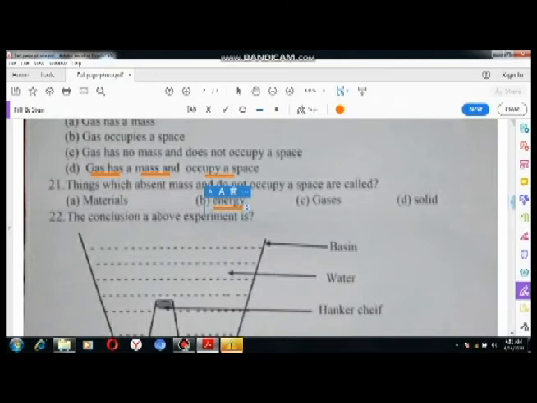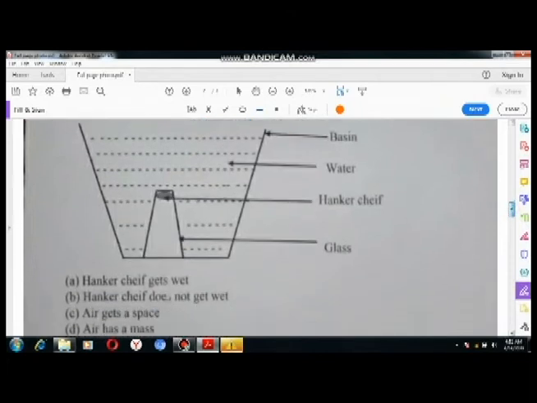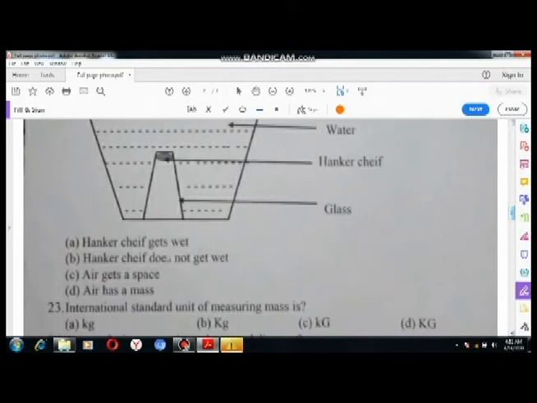The conclusion of the above experiment: what is the observation in this practical? The handkerchief does not get wet. It is an observation. But what is the conclusion in this practical? Air takes up space. The observation is that the handkerchief does not get wet. The conclusion is that air takes up space. Answer C.